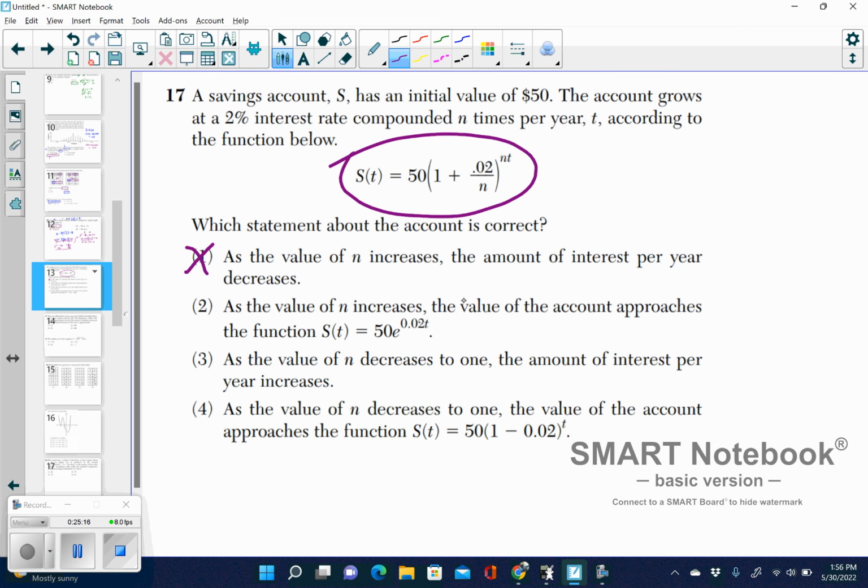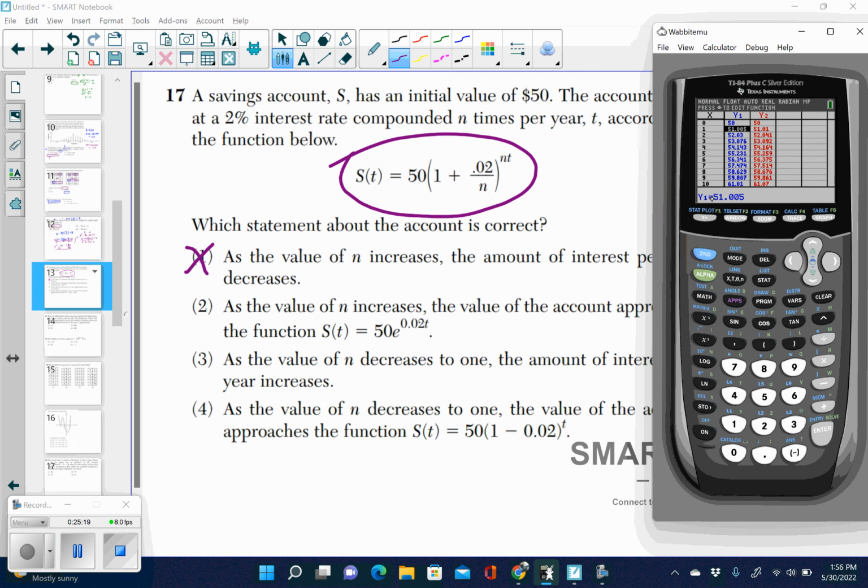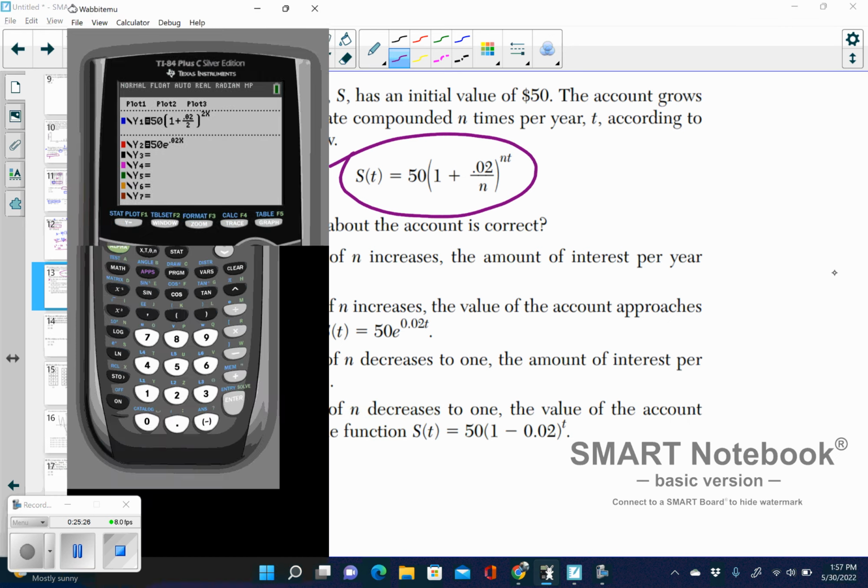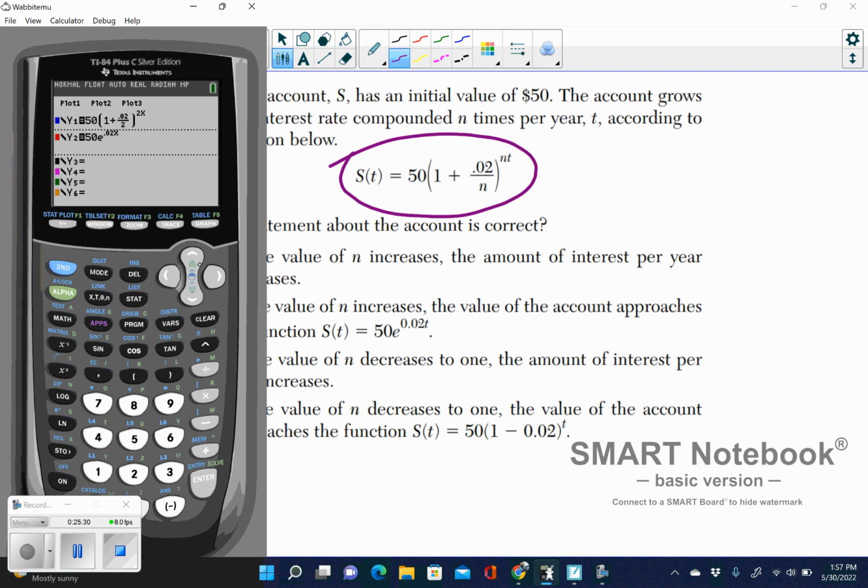It says as the value of n increases, the account approaches this next function. So when I went ahead and graphed that second function, I can go over here and keep changing the value of n. So it says as n increases, right? I could change this number to something dramatic, like 25. And if I change that to 25, I have to change the exponent because there's n here and it's also there. So I need to insert a 5 here for 25x. And then if I go to my table, you could see that these numbers start getting very, very close together. Okay, so the second one is actually correct.